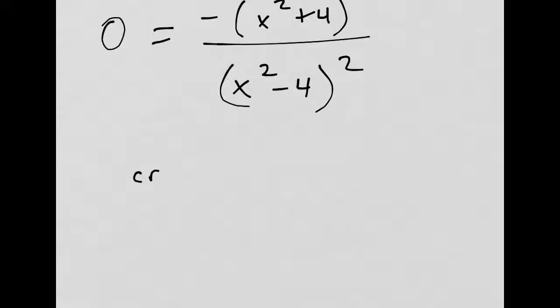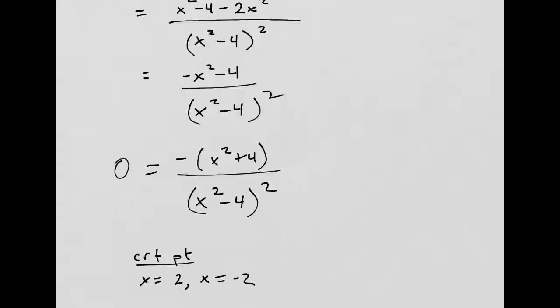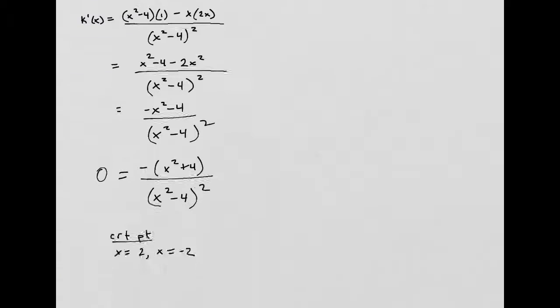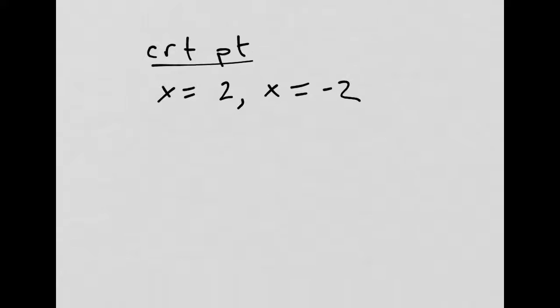So my critical points are x equals 2 or x equals negative 2, right? Because if I square that, then it will be 4, and I'll subtract. Am I supposed to subtract? I think so, yes. Sweet. So, those are my critical points.